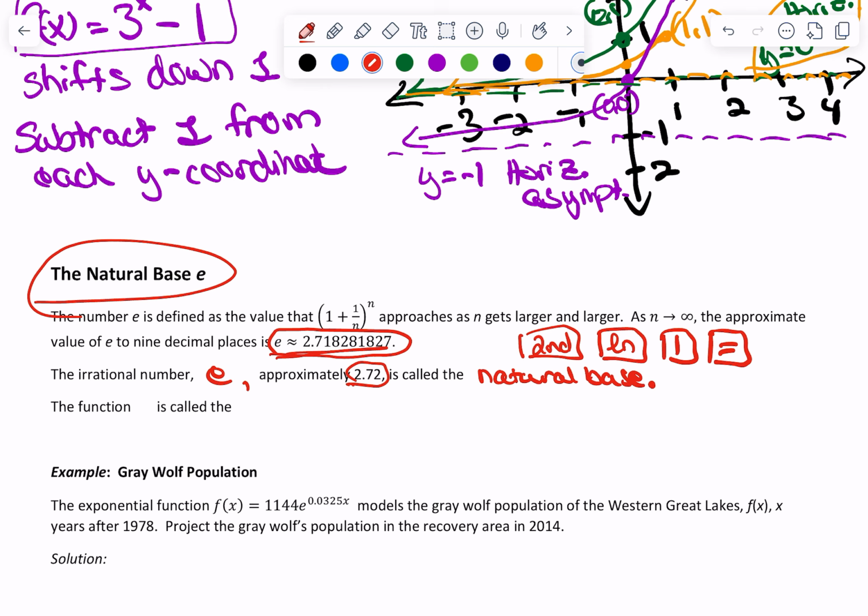So the function f of x equals e to the power of x is called the natural exponential function.